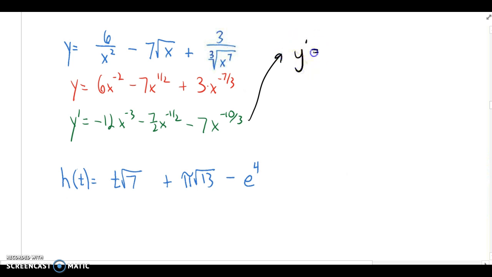This will lead into negative 12 over x cubed minus 7 over 2 square root of x minus 7 over x to the 10/3, or the cube root of x to the 10th.